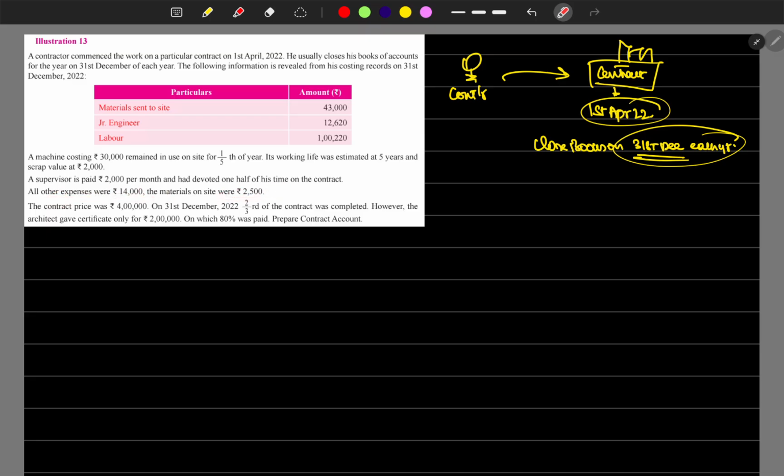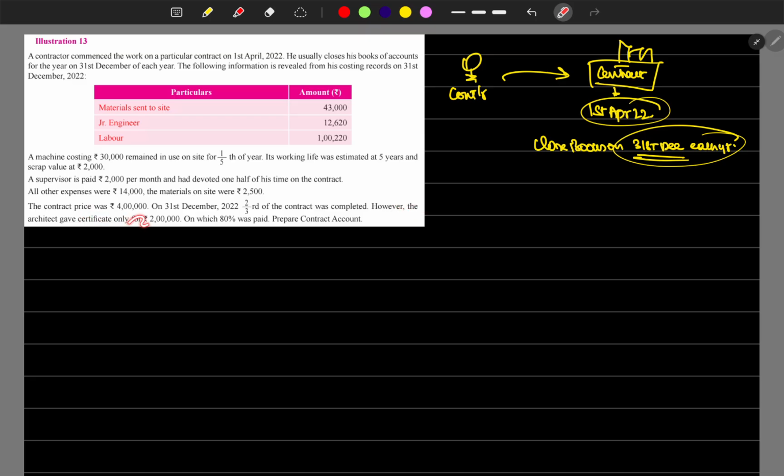The materials on site were 2,500. So these are all the expenses, and the materials at the site are closing raw materials, which we have to remove from the actual contract P&L. The contract price is 4,000. On 31st December 2022, two-thirds of the contract was completed.